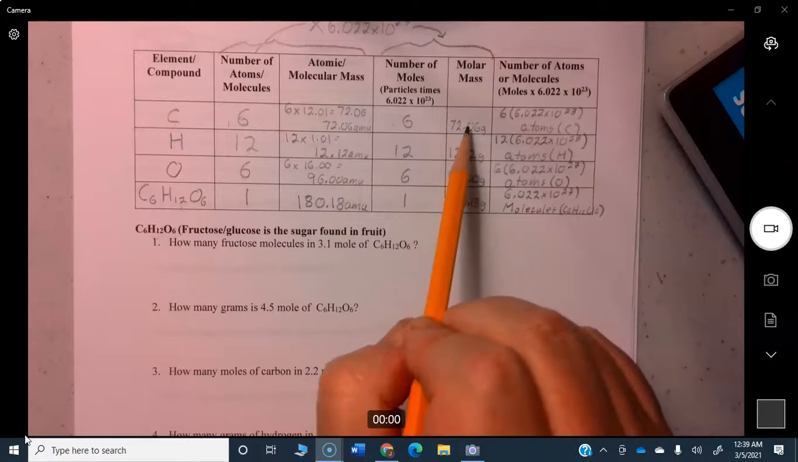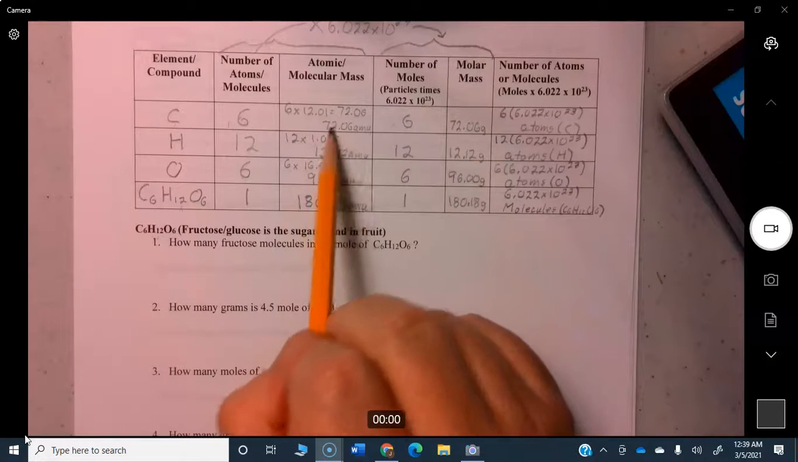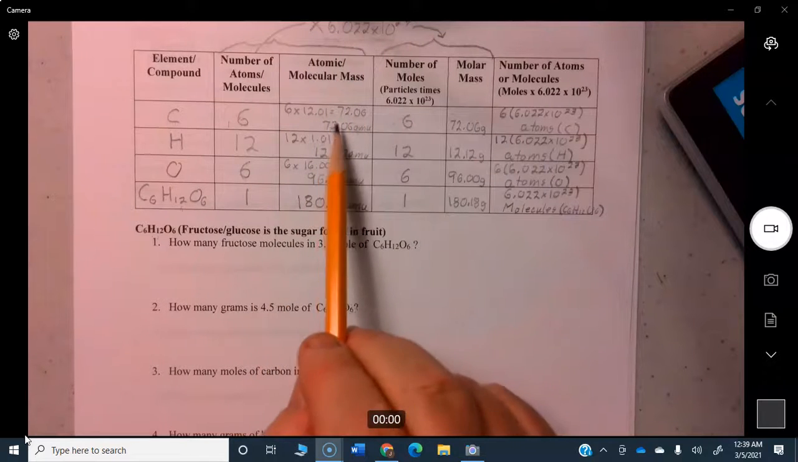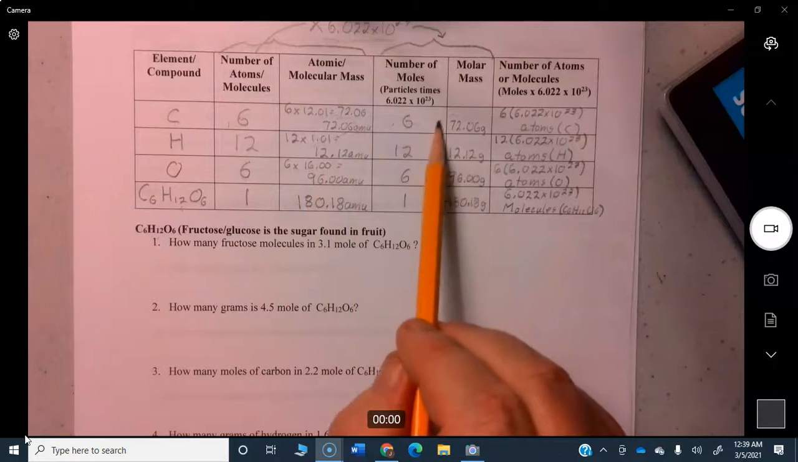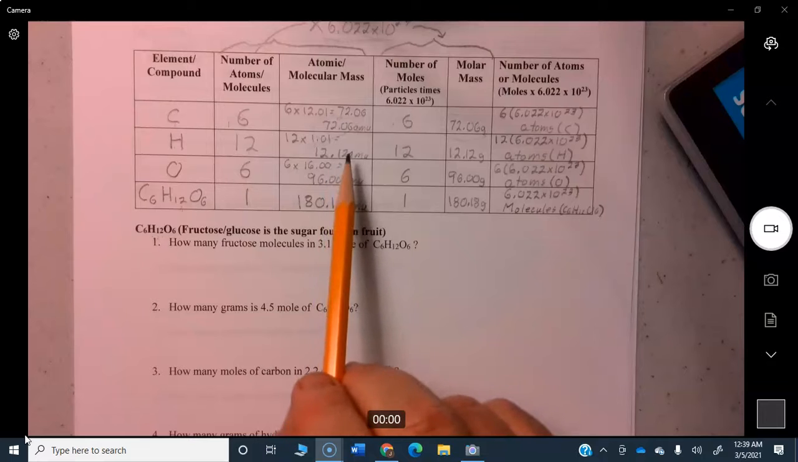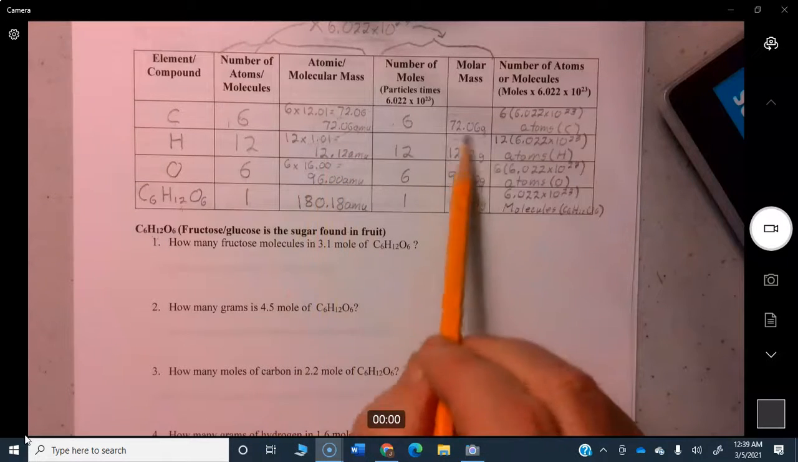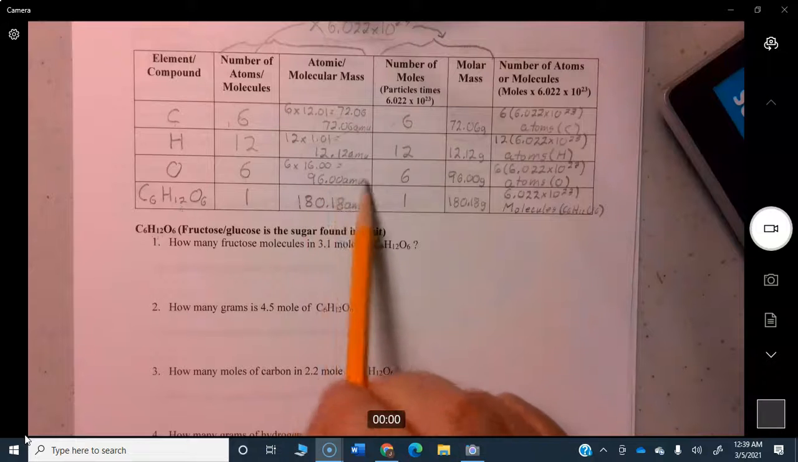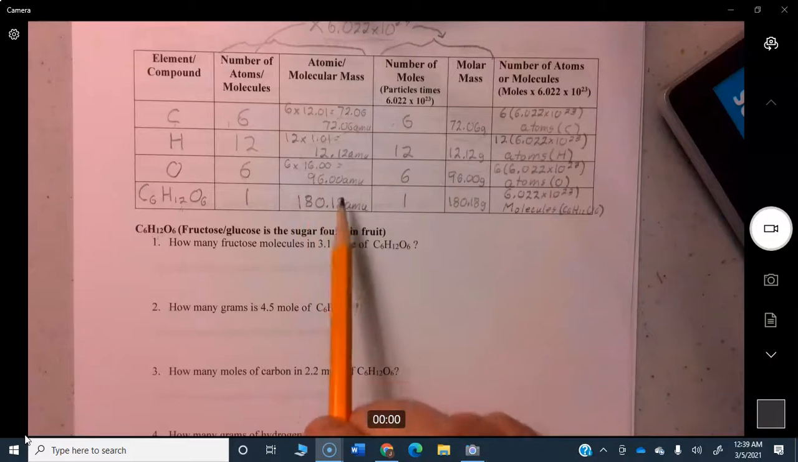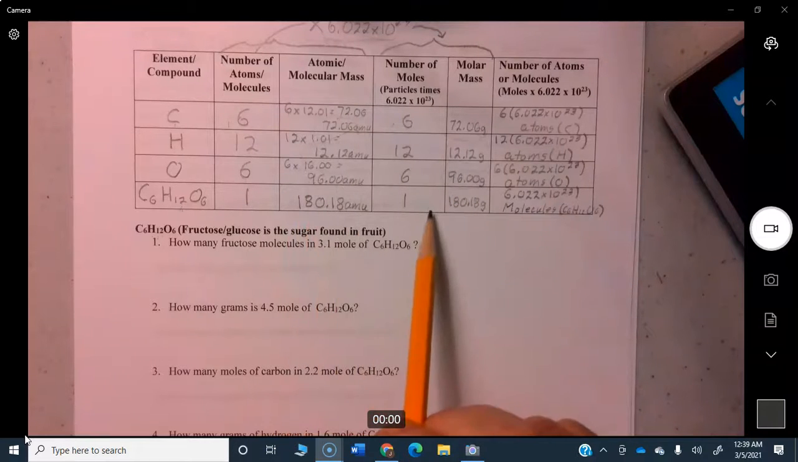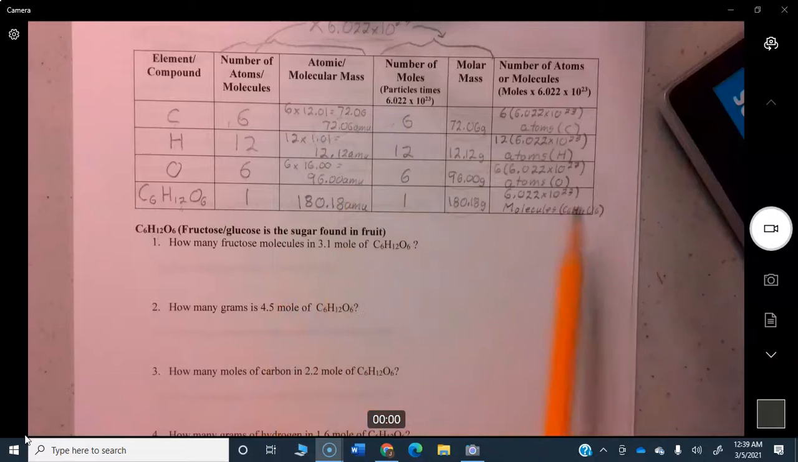The grams are exactly the same number as the AMU. That's the magic of this magic number. It's the only number that will turn this number of AMU into exactly the same number of grams. No other number would do that. 12.12 AMU to 12.12 grams, 96 AMU to 96 grams, and 180.18 AMU to 180.18 grams.